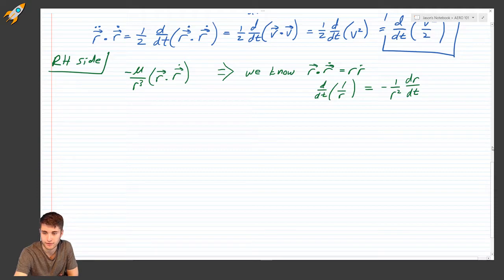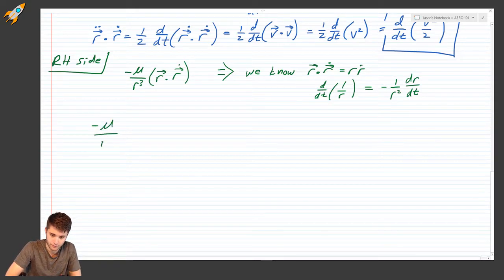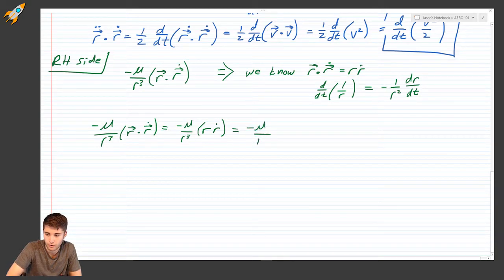Negative 1 over r squared dr dt. Now, again, we also know that the dot product of r with r dot is just r dot. So really, we know this. You got it right, Meg. Negative mu over r cubed, dot product of the position vector and the velocity vector, is really just equal to negative mu over r cubed r dot. Well, guess what? We can simplify a little bit further, right? We have negative mu over r squared r dot.